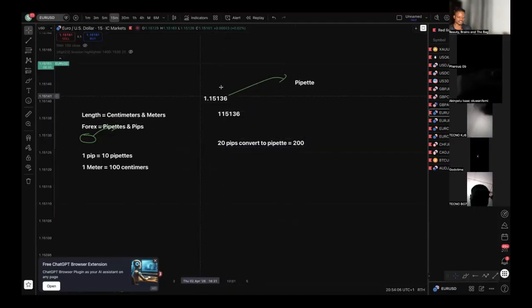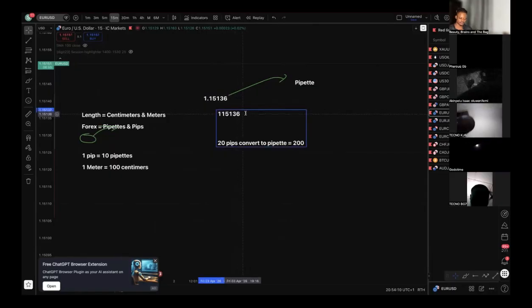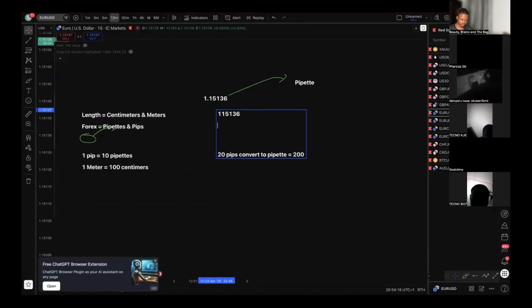remove the decimal point, add it normally. Once you add it normally, it will give you 115,336. Just put your decimal point here like this, and you've added your 20 pips. Very simple. But let's leave that one alone, okay? That's how distance is calculated in Forex.